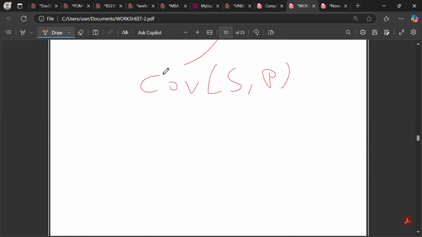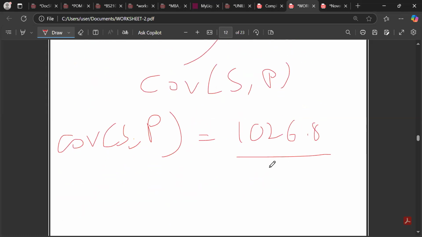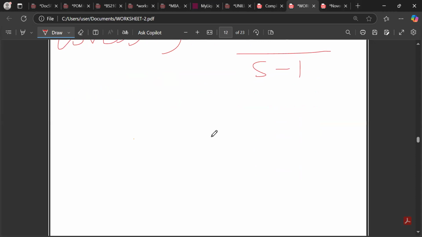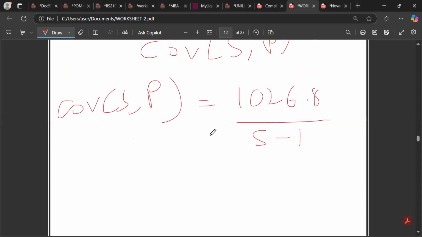This is our summation. So covariance of S and the proxy will be equal to 1026.8 over n minus 1, right? Over 5 minus 1. Are we clear so far? Yes, we are clear, sir. Yes, go ahead, please.